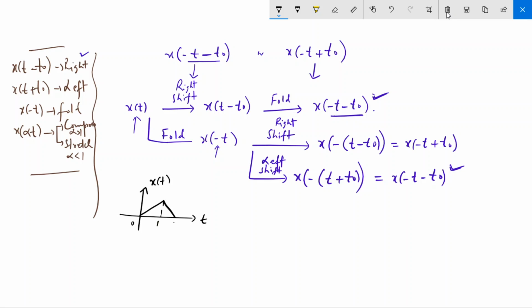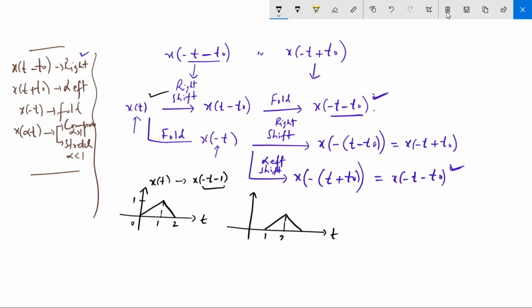So 0, 1, 2, and this is 1. And from this x(t), I want to get, suppose, x(-t-1), t naught is 1. So how do I do it? If I use the first procedure, you shift it by 1 to the right, you will get x(t-1). So after the first operation, this signal will be shifted by 1 to the right, you will get like this.